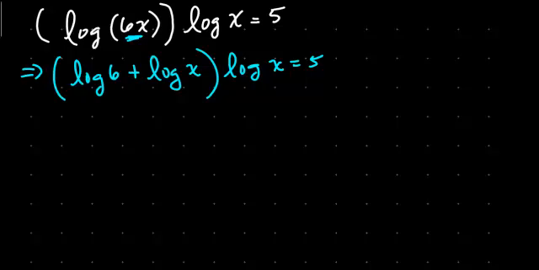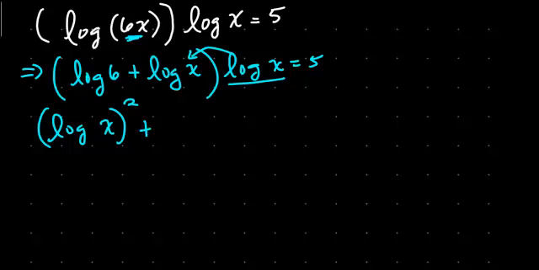And now distribute this log of x here. We're going to get log of x times log of x, so it's log of x squared. And note that the square is outside. You take the log of x and then you square whatever's left over. It's not squared inside there. Plus log of 6 times log of x equals 5.